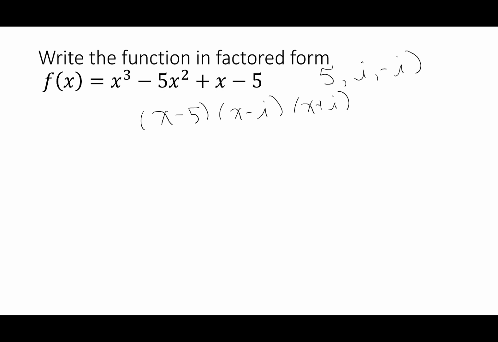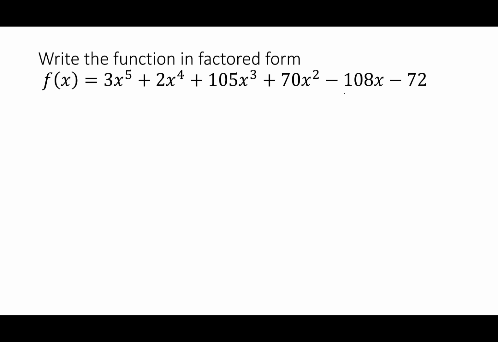A little bit bigger, or actually a lot bigger, I have 3x to the 5th plus 2x to the 4th plus 105x cubed plus 70x squared minus 108x minus 72. Now you've seen me do this before where it gets really big, that I say, let's just head over to Desmos and see if we can get a little clue as to how to start this one. We could, of course, do rational roots. That's going to be really long. So instead, I'm going to see if I can see any intercepts to get me started.